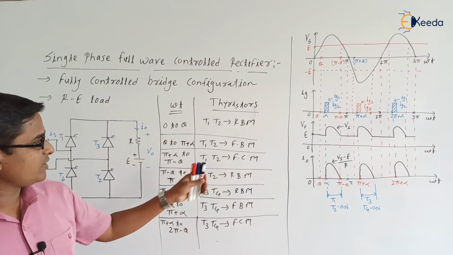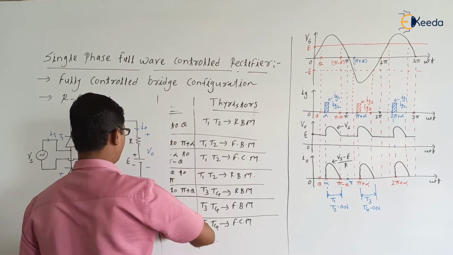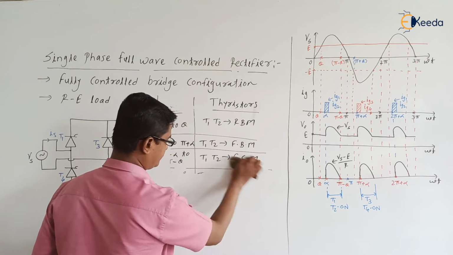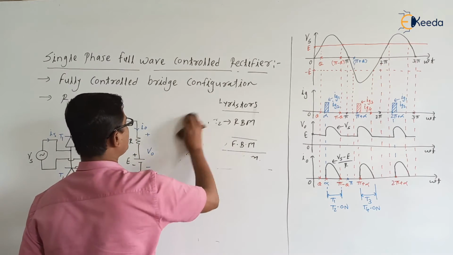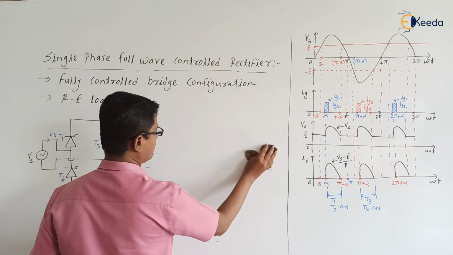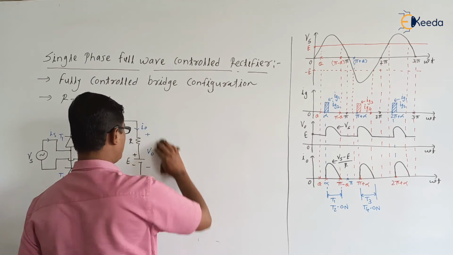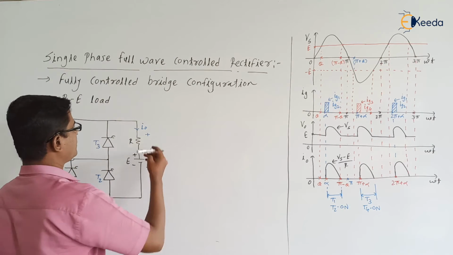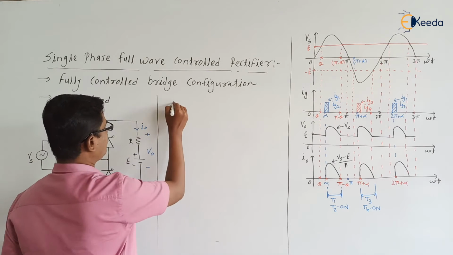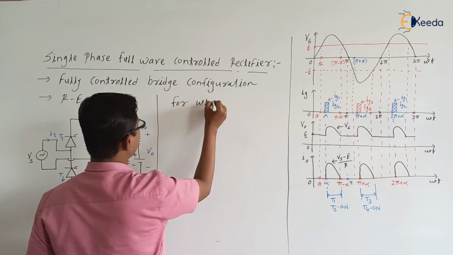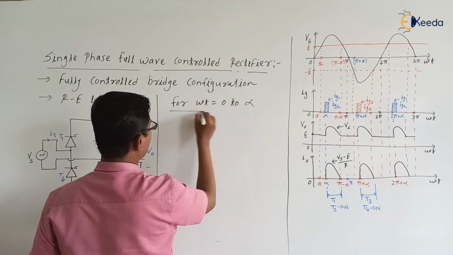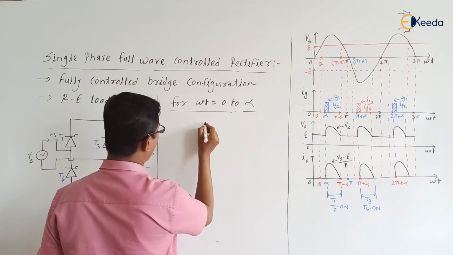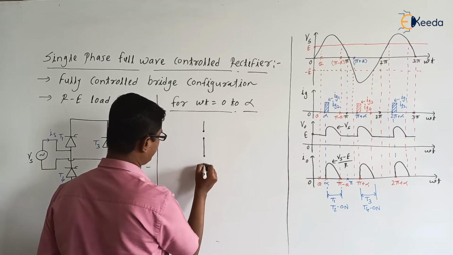So from this, now we are going to discuss the circuit operation. From omega t equal to 0 to alpha, we again have two intervals, 0 to theta and theta to alpha. For 0 to alpha we have not applied the gate signal to the thyristors, so all four thyristors will be in the off state.